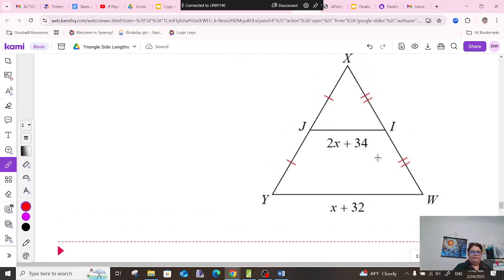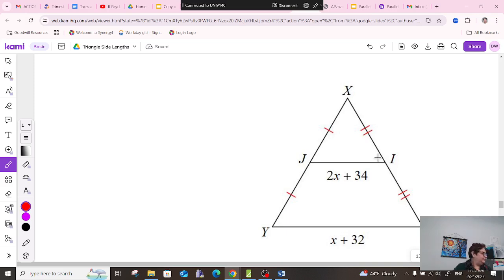Uh-oh. Any ideas? What am I going to do to figure this out? How am I going to set this up? Go ahead. Yes. If I double this or add it to itself, which means the same thing, it will equal this over here, right?